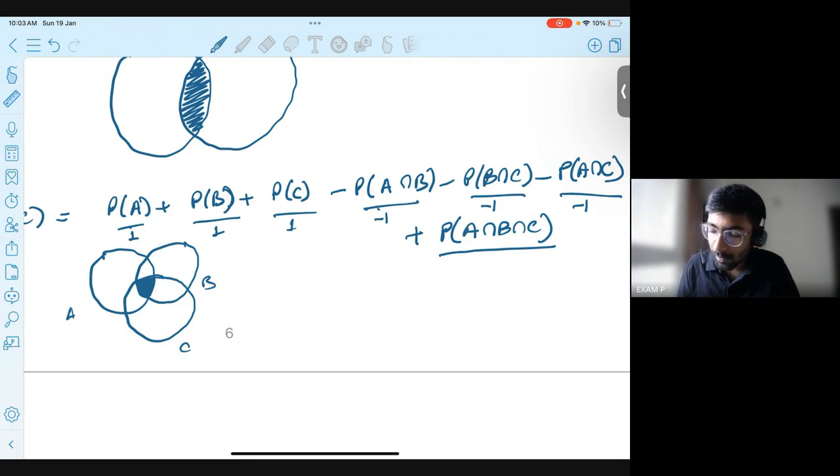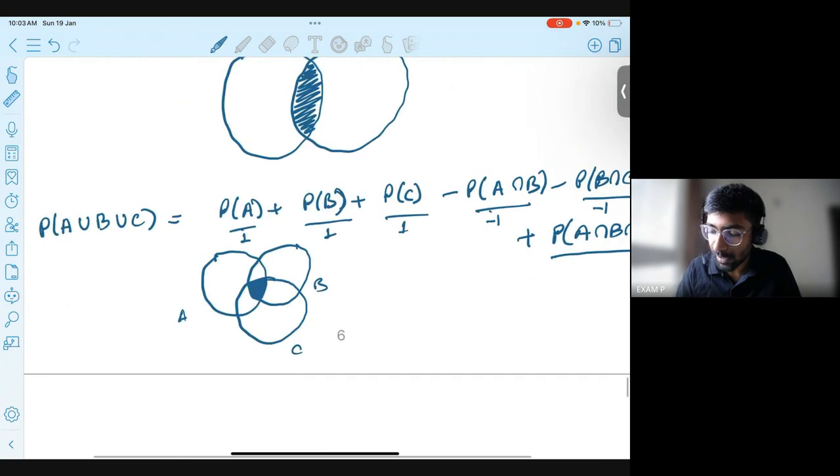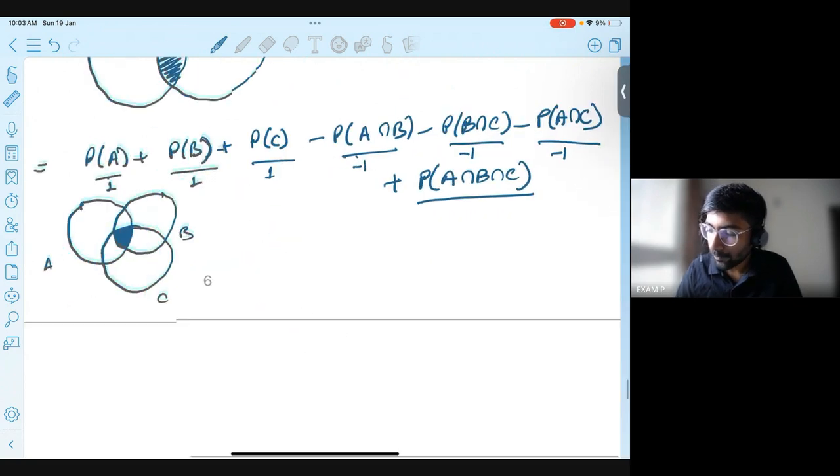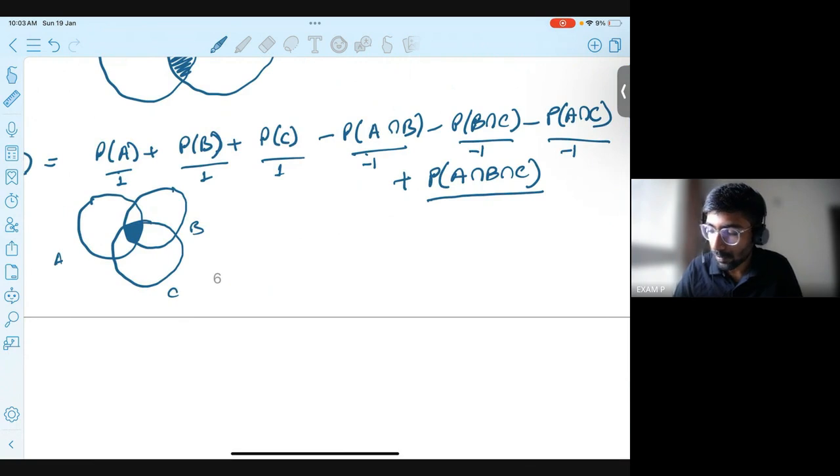So the 3 times that you had added earlier, you have also subtracted it 3 times. That means essentially this part is not getting added up, because you added it 3 times, then you subtracted it 3 times. But we need this when we take the union. On the left side, we have a union. So this should show up at least once. That's why we just add it in the end once.